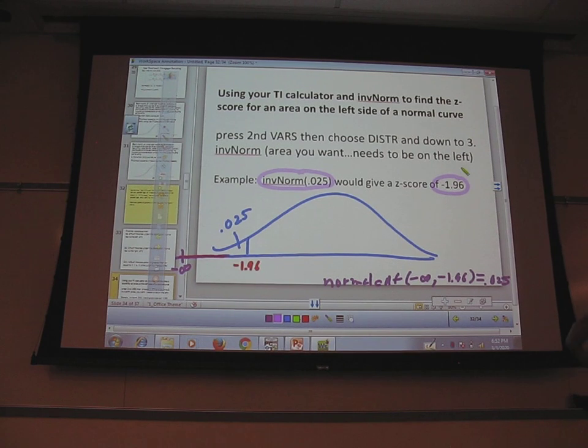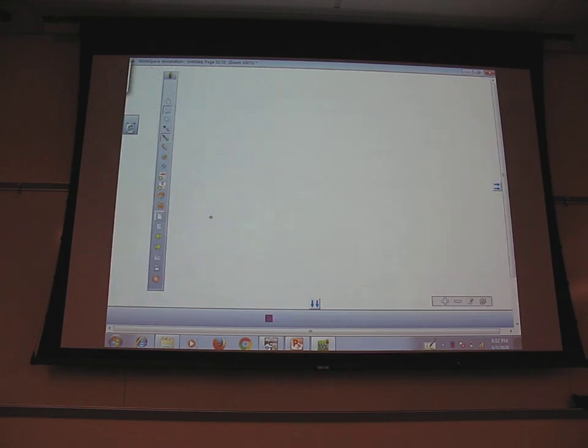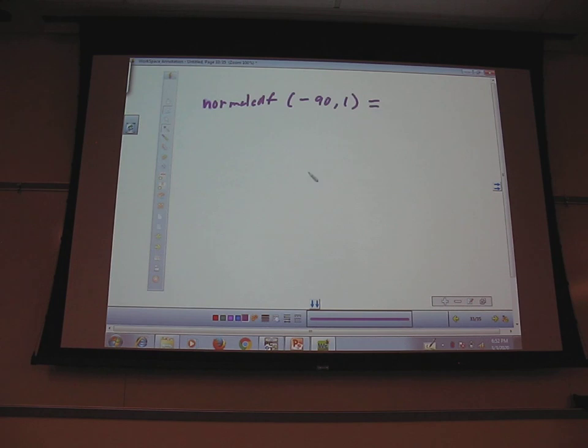Someone give me a number between -1, -2, and +2. 80. 1. Okay. So everybody do this. Do normal CDF of negative, what did we say, 90, comma 1, and see what you get. What'd you get? Everybody do it. Normal CDF, negative 90, comma 1.